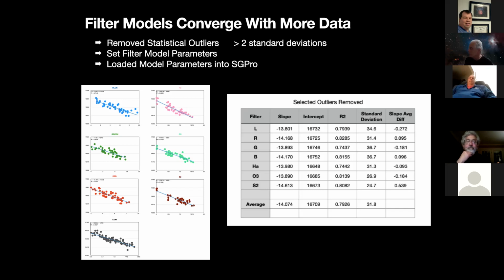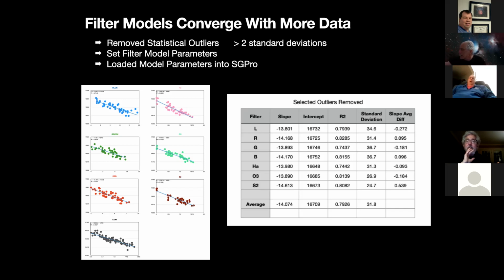I plugged that into Sequence Generator Pro, and then chose the luminance filter as my "always use this filter for all focusing" going forward. Just to compare the results between the linear fit for all the filters, the R squares, you can see, end up all averaging about 0.79, which is pretty consistent across all of them.